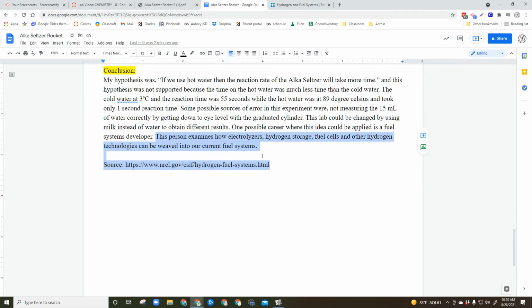All right, so this conclusion is 20 points. 5 points for your hypothesis being supported or unsupported and data to support that statement. 5 points for possible errors. 5 points for one way this lab could be changed or improved, and 5 points for your career with your source. Okay, with your source.